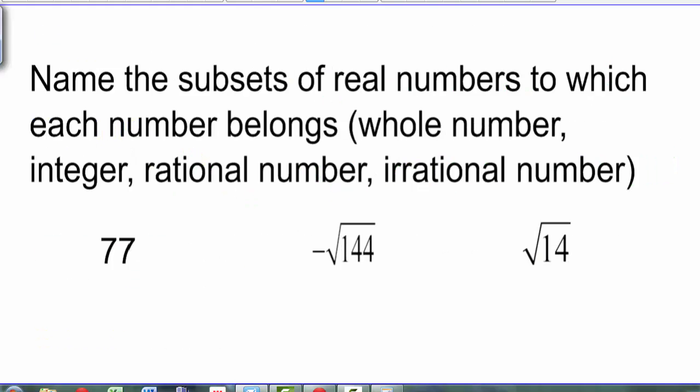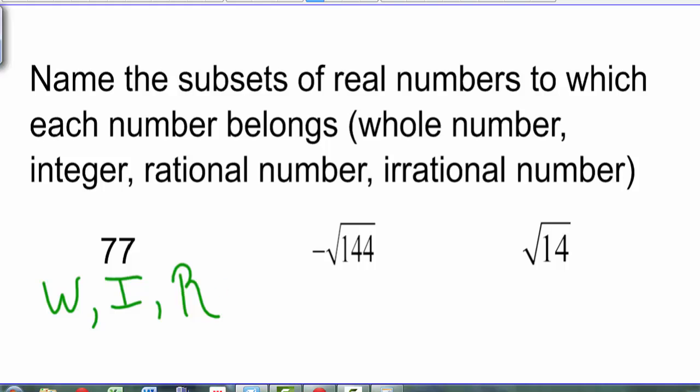So now, thinking about those definitions, I want to name the subsets of real numbers to which each of these belongs. 77. Well, is 77 a whole number? Yep, 77 is a whole number. Is 77 an integer? Sure, 77 is an integer. Is it a rational number? Yes, I could write 77 as a fraction. 77 over 1 makes it rational. Is it irrational? Does it have a decimal that goes on forever with no repeating pattern? No, it doesn't, so it's not irrational.